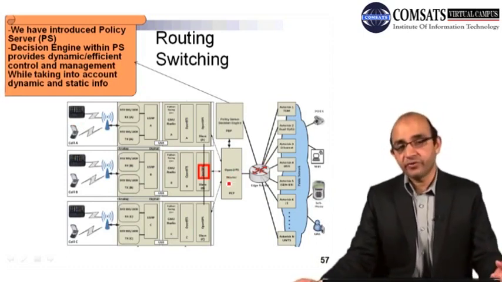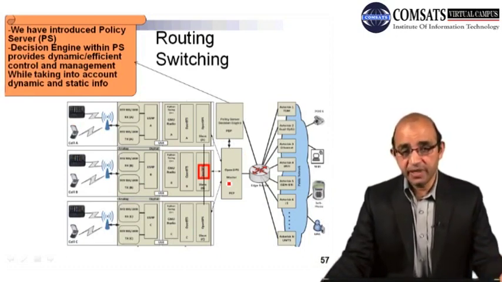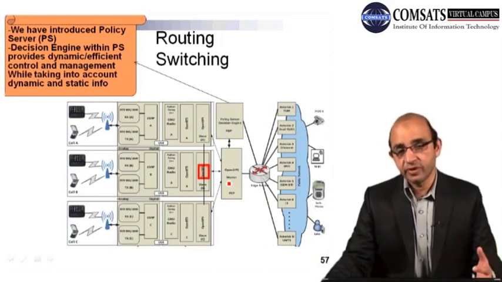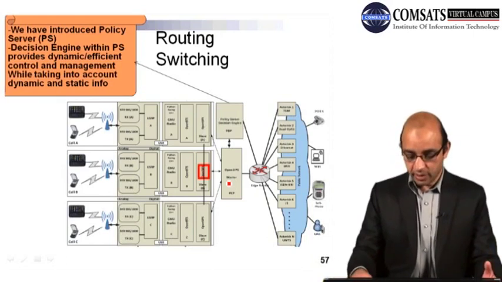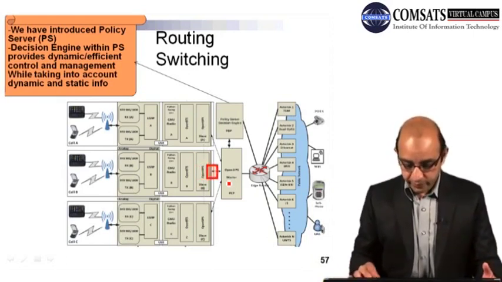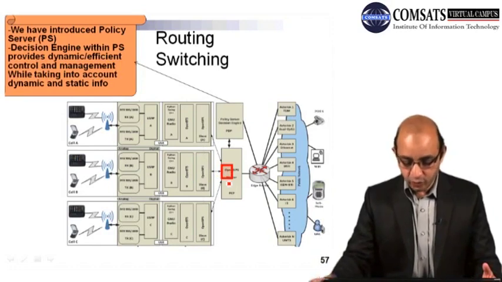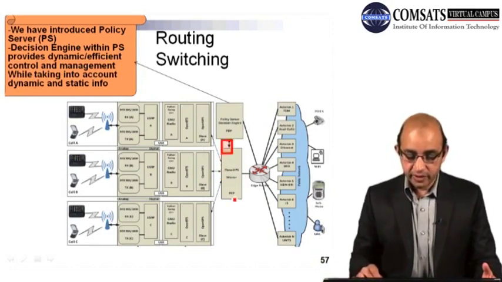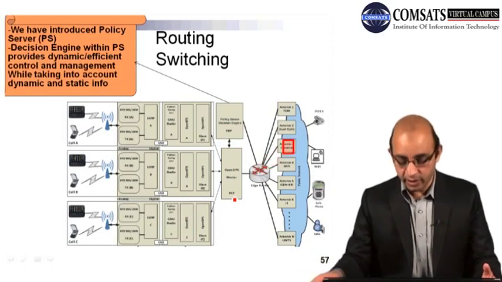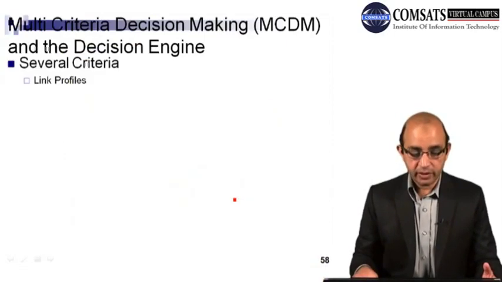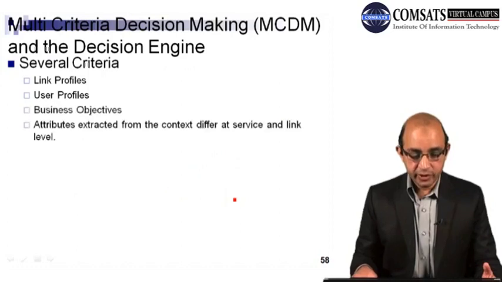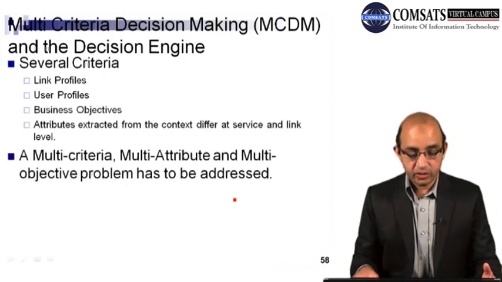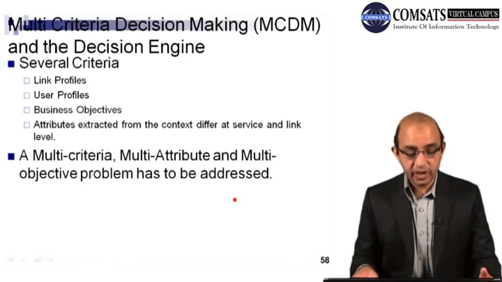So it's the same sort of infrastructure where we have a BTS, and then we have BSC, and then we have BSS, and then we have the main switching center, right? Okay, so the request will go here, and here the policy server will be calculating the decision, and then the decision is enforced, and the call is routed to a particular link, right? We have used multi-criteria decision making in order to achieve this decision making.